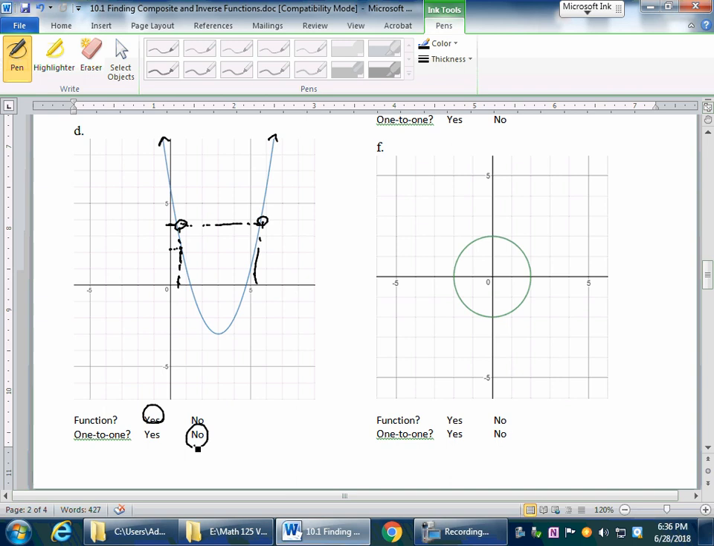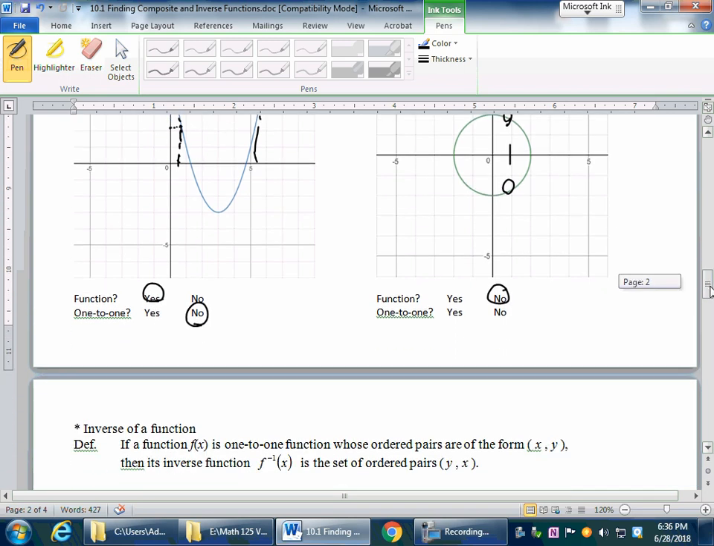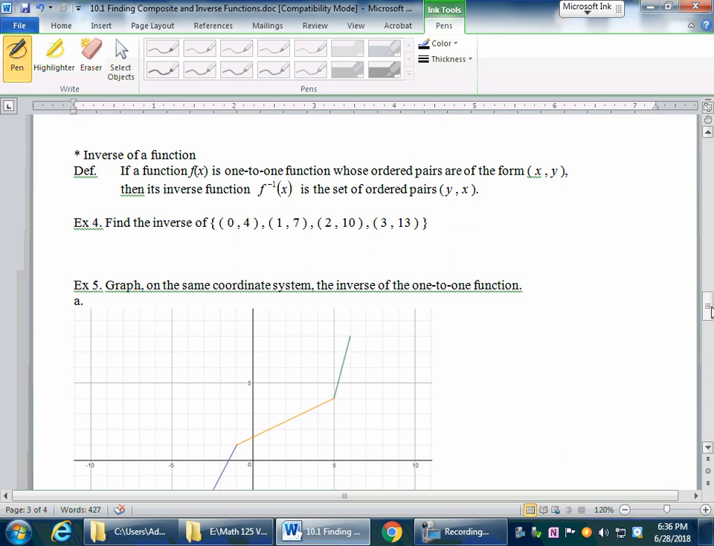And lastly, a circle is not a function because for one x, you can clearly see there are two different y values. So it's not a function. So now, hopefully you get an idea of what a one-to-one function means. Only if it is a one-to-one function can we talk about the inverse function.